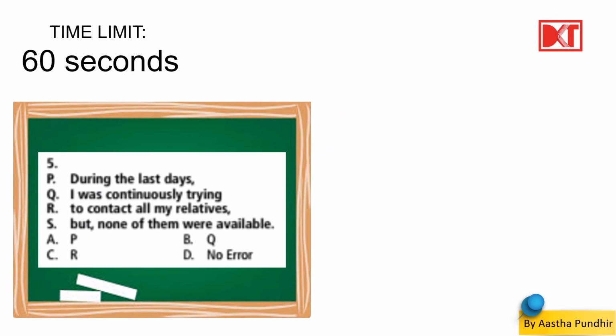During the last days, I was continuously trying to contact all my relatives, but none of them were available. Okay, so here, during the last days. Now, during the last days here, this is the part which is incorrect. During the last days, rather it should be in the last days or during the last few days, it should be like that. So the incorrect part is A.